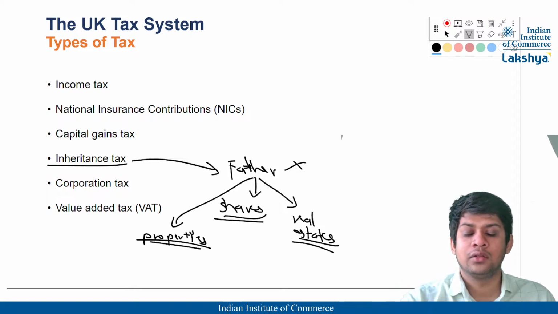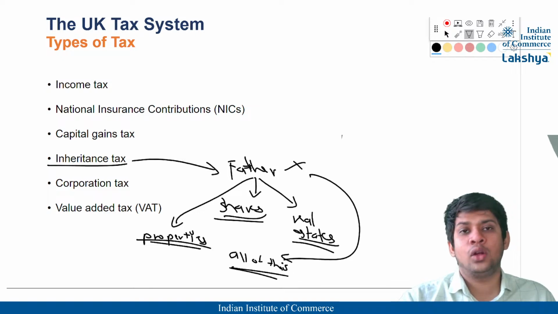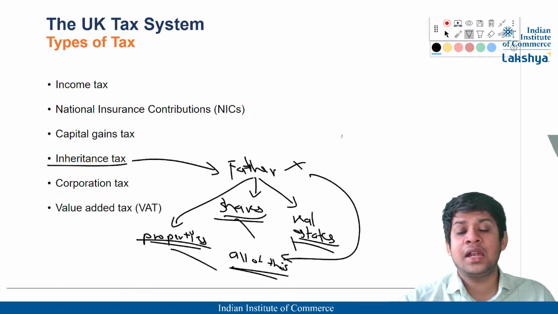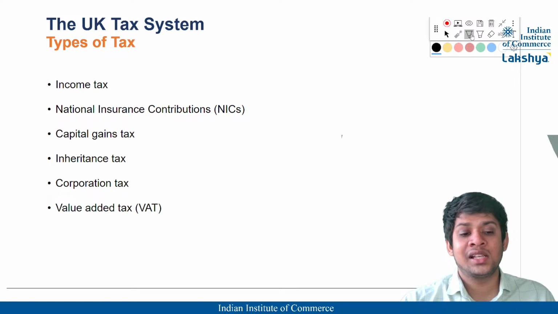Now my father died. Okay. So that means I am his son. So I will get all this. Being his son, I will get all of this. Correct? So that means I have received all of this directly from my father. So that is, I have inherited all of this. And on that, I will have to pay certain inheritance tax. What are the consequences and how the tax rules are applied, that you can understand in the chapter inheritance tax.